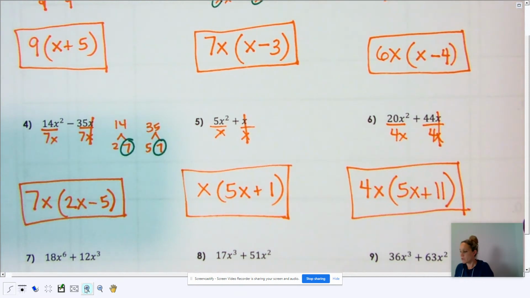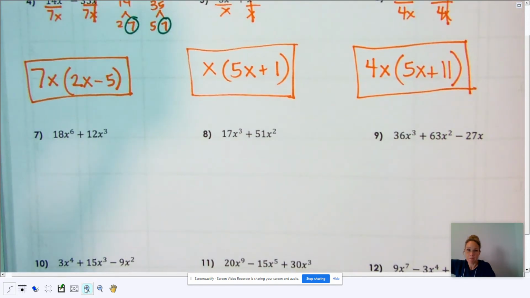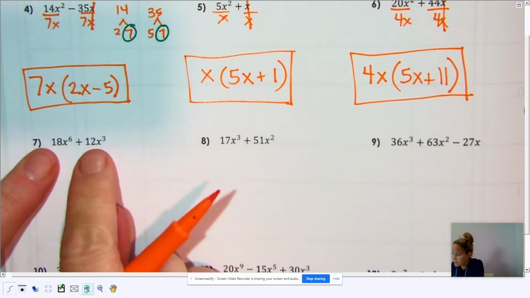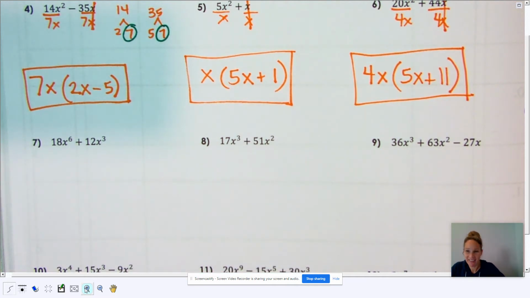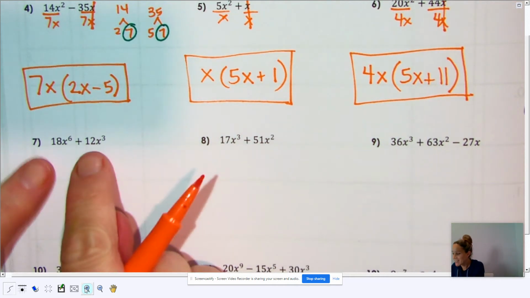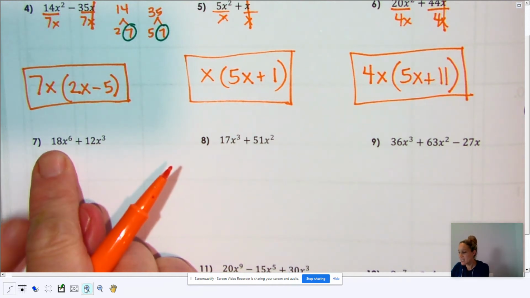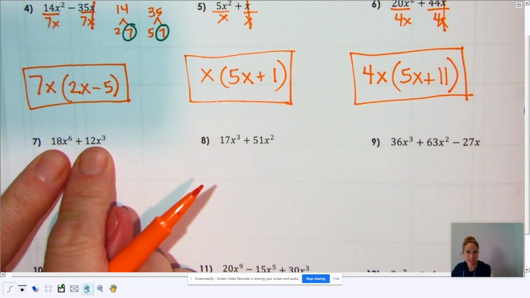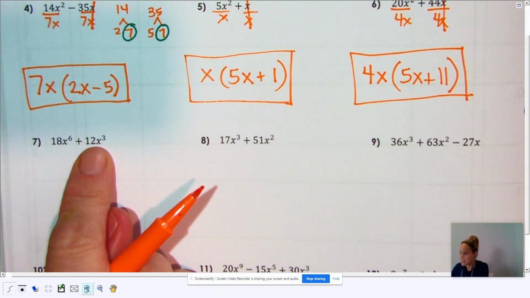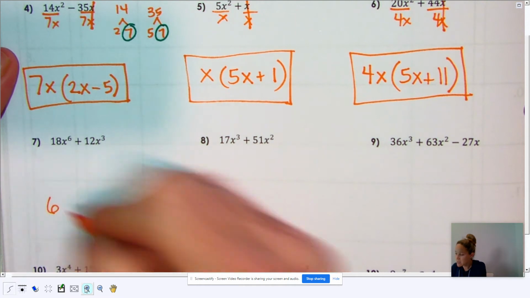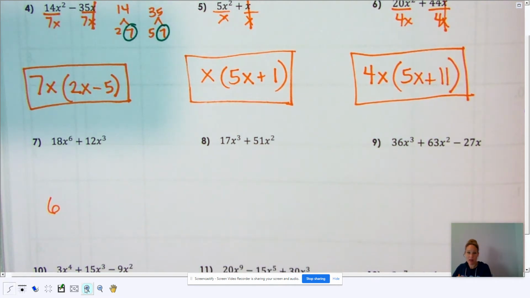All right, moving right along, question number 7. Man, my secret shortcut doesn't work on any of these. So I know that when I subtract, oh, it does, just kidding, it does. I know 12 can't go into 18, but if I subtract them, I get 6. And 6 can go into both of these. So I know that 6 is going to be the biggest thing that I can pull out of both of them.